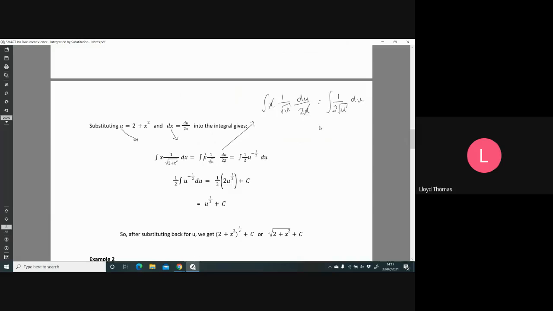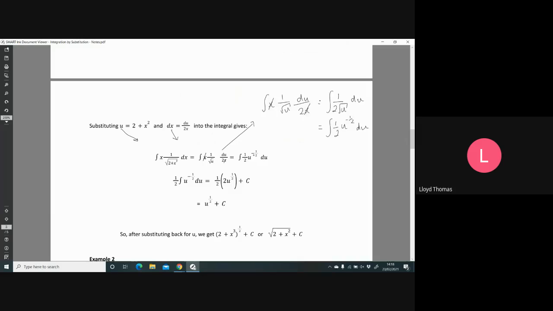Now we can't integrate that as it stands because you need it in index form. Well, the 1 over 2 for the half can stay there. The square root of u, though, if I bring it up to the top, is u to the minus a half, which is where this comes from here. Now we can differentiate that. What am I on about? We can integrate that, rather.